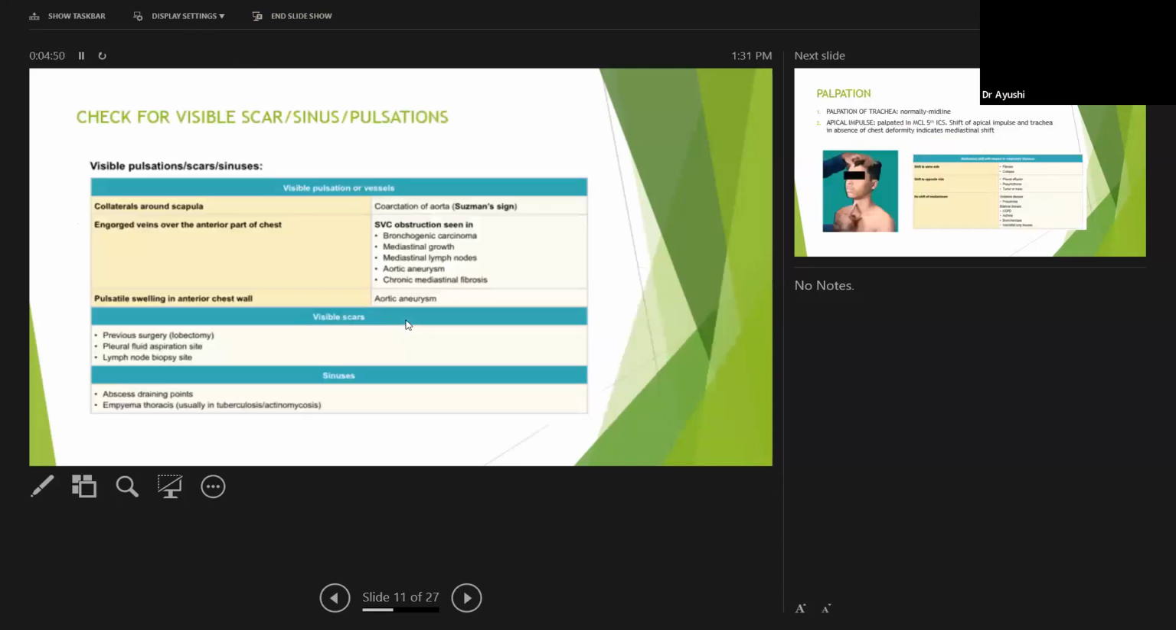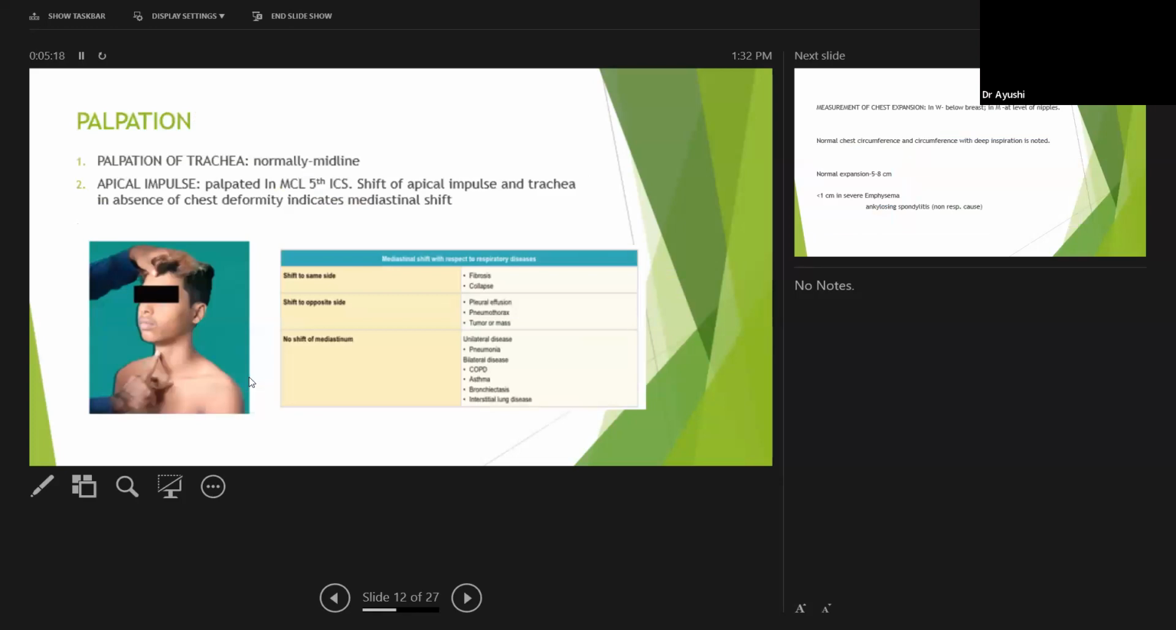Now, in inspection, the last is we can look for visible pulsations, scars, and sinuses. We can check for collaterals around the scapula, and engorged veins in the anterior part of the chest. There are various reasons for it, like bronchogenic carcinoma, mediastinal growth, and any pulsatile swelling in the anterior chest. Visible scars can be due to previous surgeries, pleural fluid aspiration, anything, and sinuses can be abscess draining points, empyema thoracis.